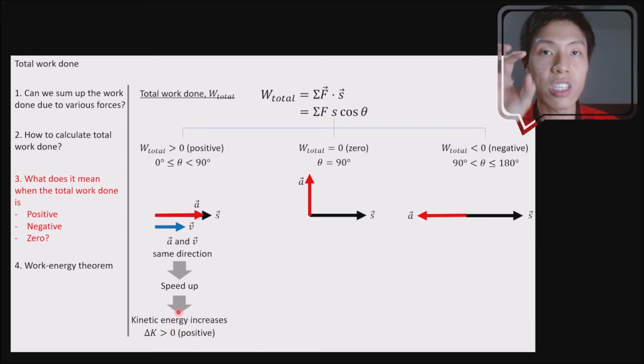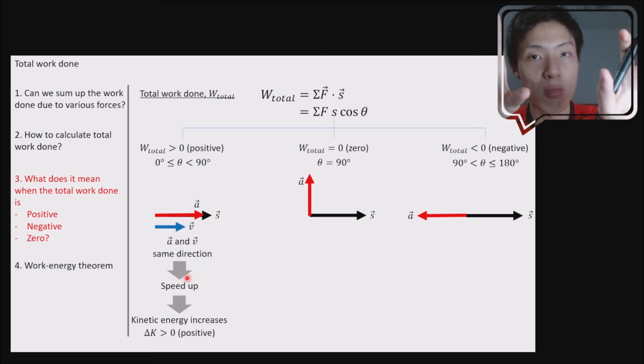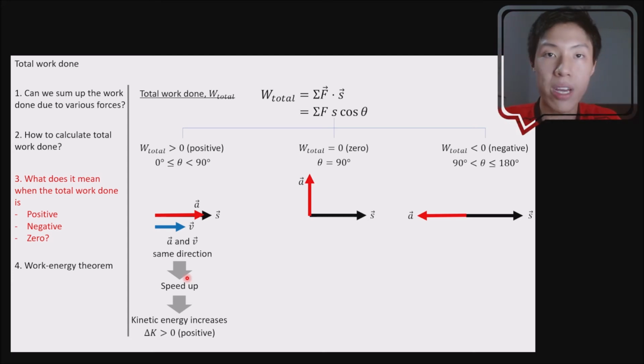Okay, change here is always final minus initial. So delta K, the change in kinetic energy, means final kinetic energy minus initial kinetic energy. If final minus initial is greater than 0, it makes sense, right? Because kinetic energy increases means your kinetic energy final will be greater than your kinetic energy initial. So if something greater minus something smaller, 5 minus 3, let's say, you get a positive value. Larger minus smaller, you get a positive value. That's why your change in kinetic energy will be positive if your total work done is a positive value.